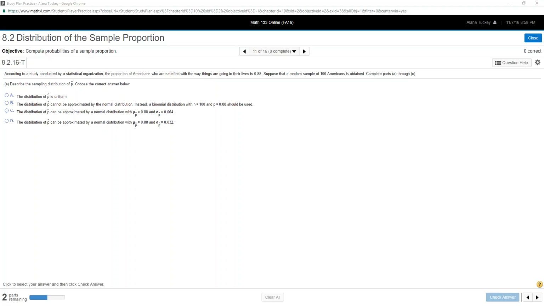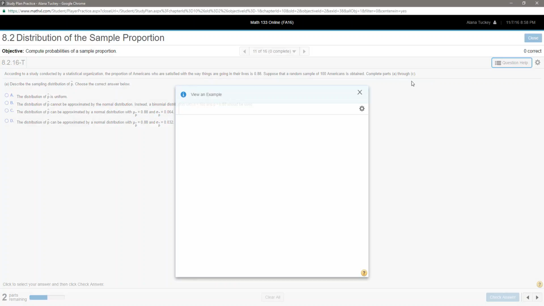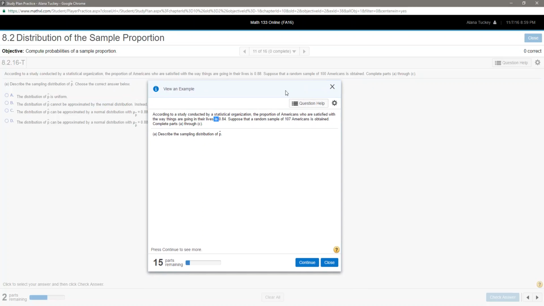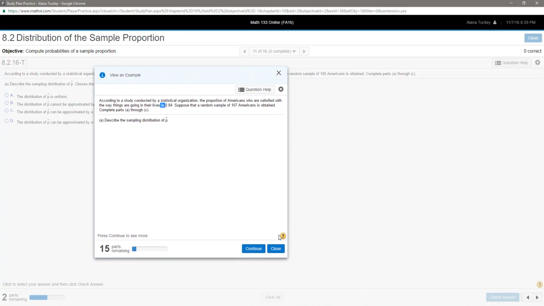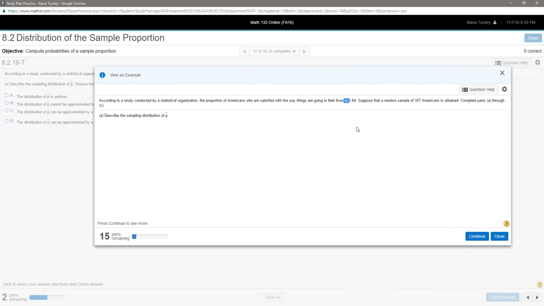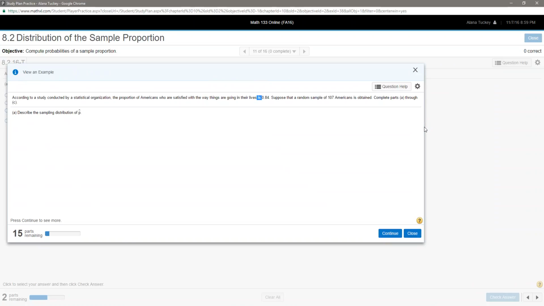So it says, according to a study conducted by a statistical organization, the proportion of Americans who are satisfied with the way things are going in their lives is 0.84, because we're going to do an example. We're not going to do the actual problem that I have listed here, but an example that's like it. Suppose that a random sample of 107 Americans is obtained. Complete parts A through C.